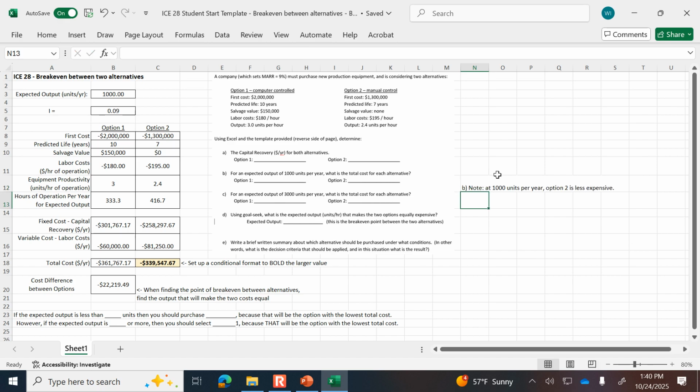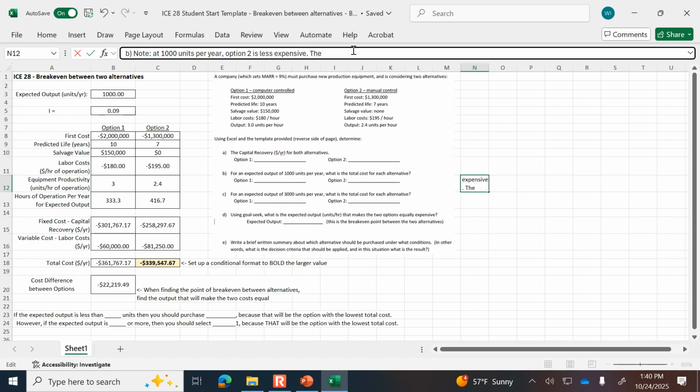All right? It has the lower cost. Now that we've got this set, we could just put in 3,000. Oh, let me actually put the value in here. The cost is $339,547.67 at 1,000 units per year for option 2.